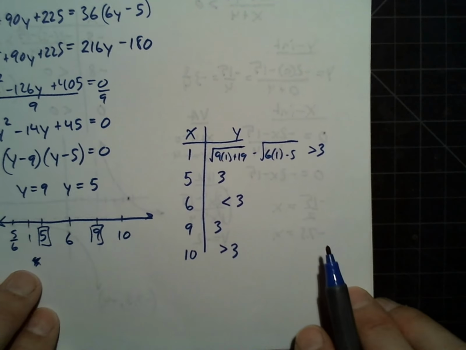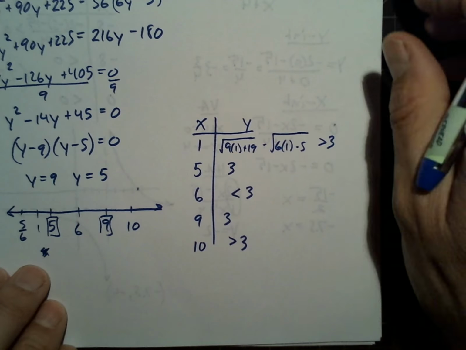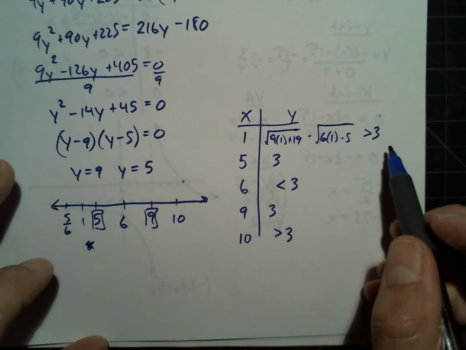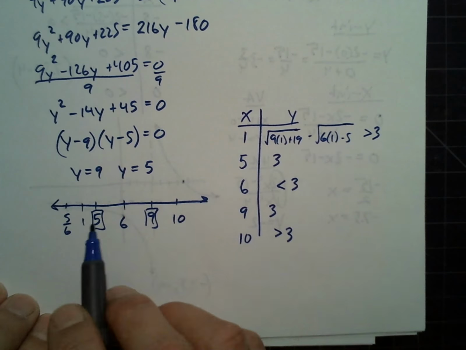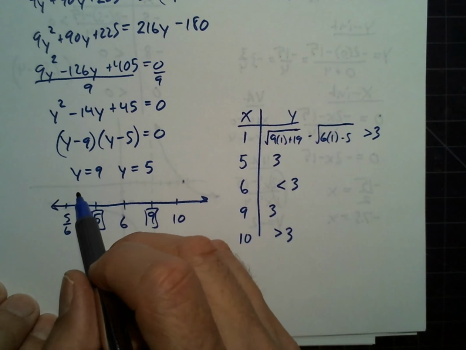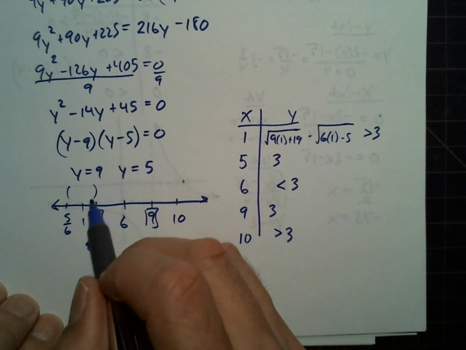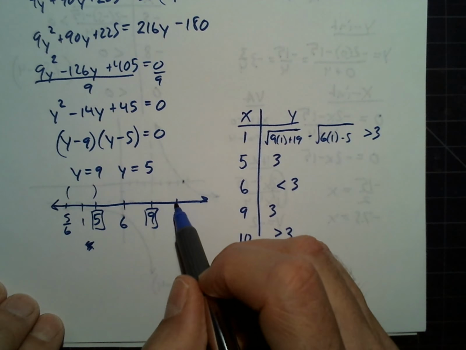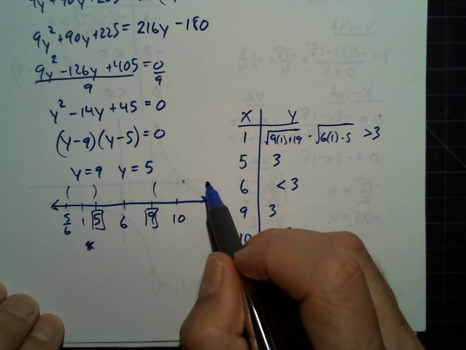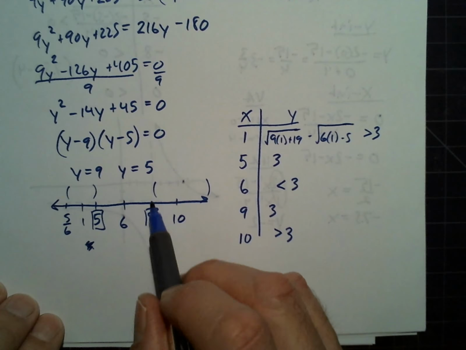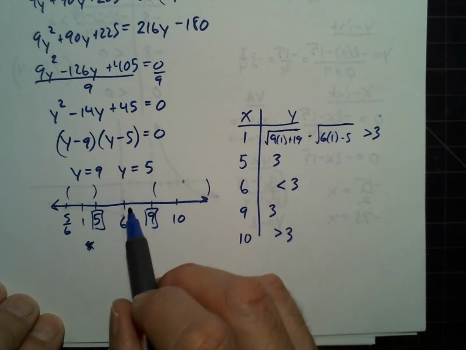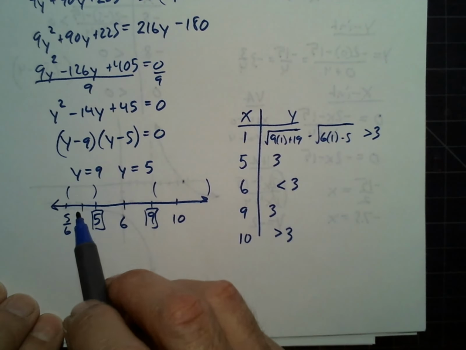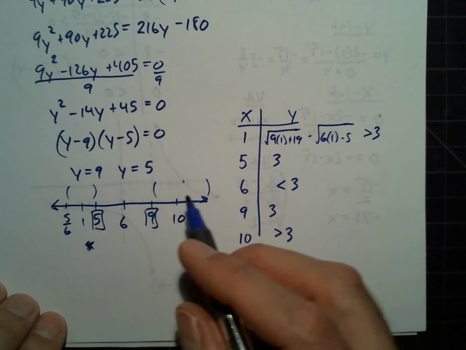So now we see we want it to be greater than 3. Greater than 3 occurs right here, so we want this. And greater than 3 occurs right here, so we want that. 9 is the boundary that separates. Here we're going to go below, here it's above 3. So we want this interval and that interval.